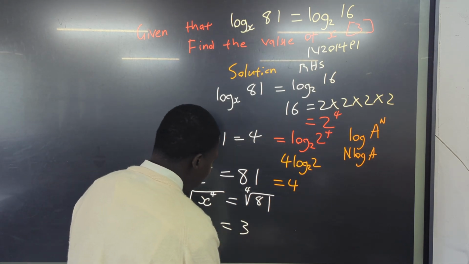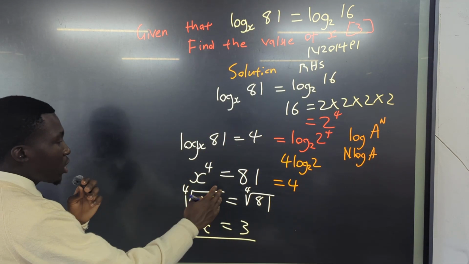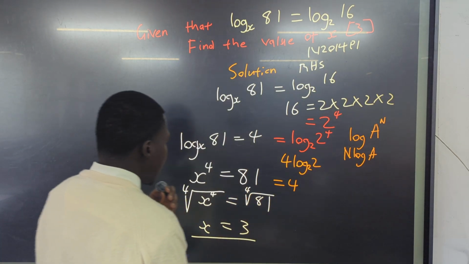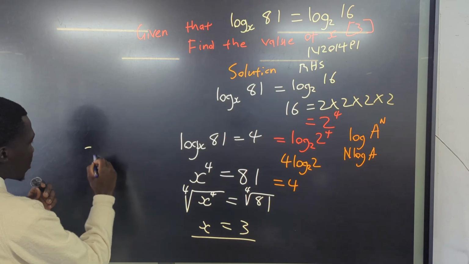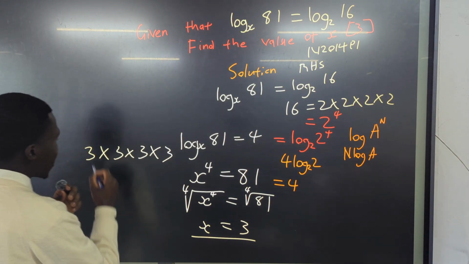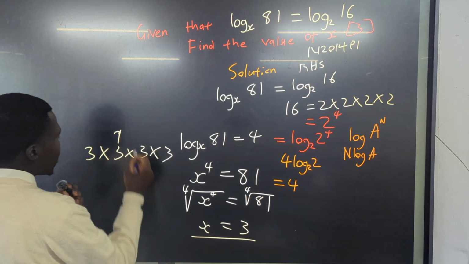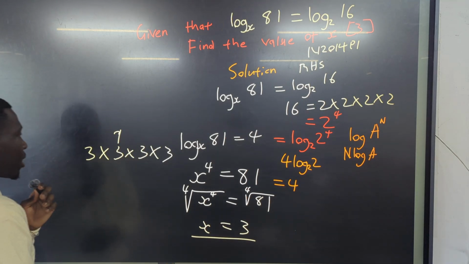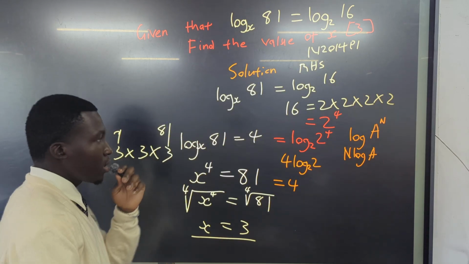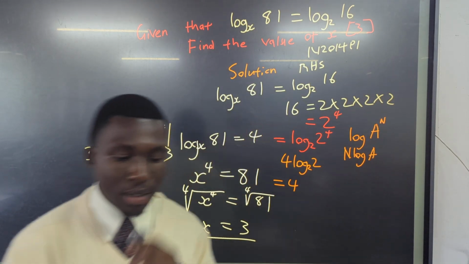3 is our final solution. The fourth root of 81 gives us 3 because take a look at this: 3 times 3 times 3 times 3. What do we get? 3 times 3, we get 9. 9 times 3, that's 9, 18, 27. 27 times 3, we get 81. So see you on the next one.